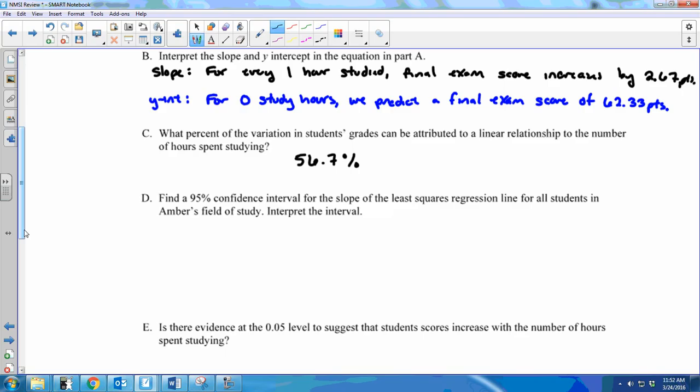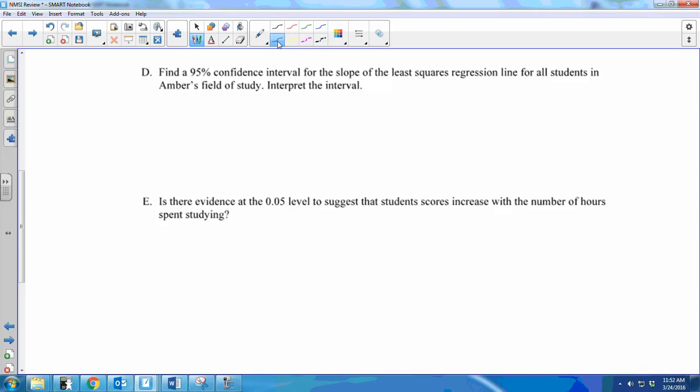Okay. So E, though, is to do a hypothesis test. So we're going to do the hypothesis test together. Is there evidence at the 0.05 level to suggest that student scores increase with the number of hours spent studying? First of all, again, every time you see is there evidence, that is code for do a hypothesis test. The 0.05 level, what is that? That's your alpha. That's what you're going to reject or fail to reject by. And again, notice it says to suggest that student scores increase.